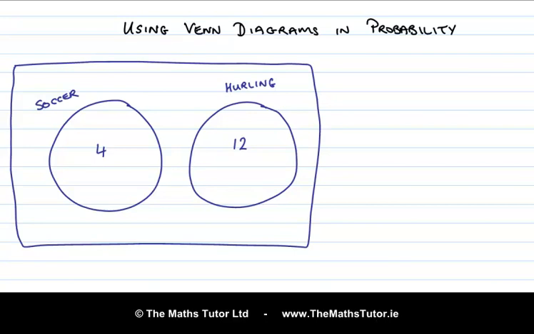We can use Venn diagrams to show the sample space for a scenario. This can help us work out the possibilities of the different events relating to that scenario. Let's look at this example.